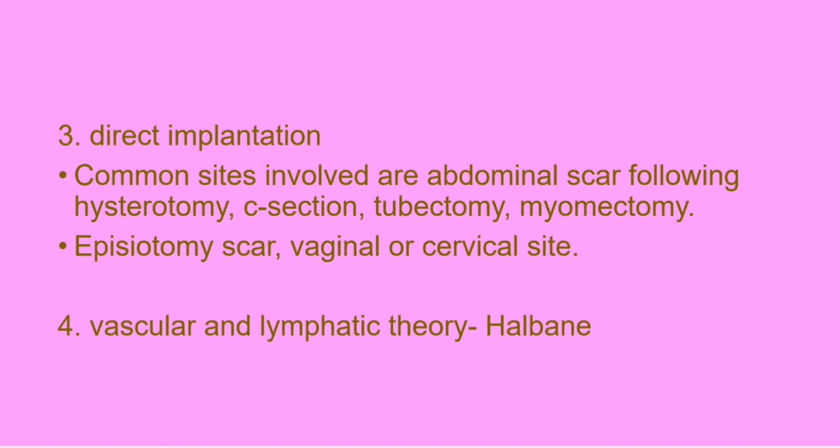Fourth theory, that is vascular and lymphatic theory, which was given by Halban. It explains that small amount of endometrial tissue will get disseminated through hematogenous and lymphatic spread. Now let's see the pathology of endometriosis.